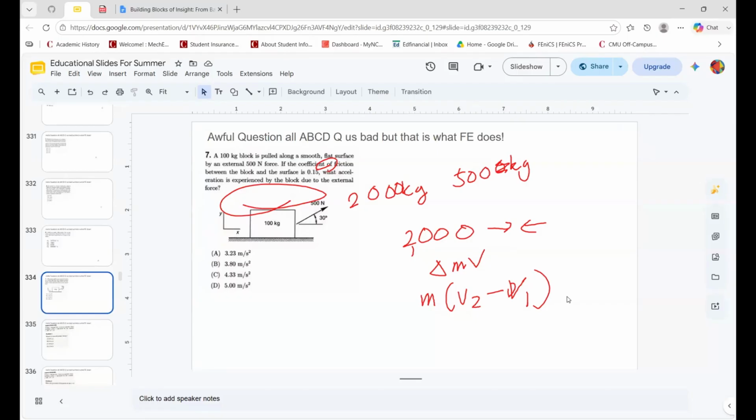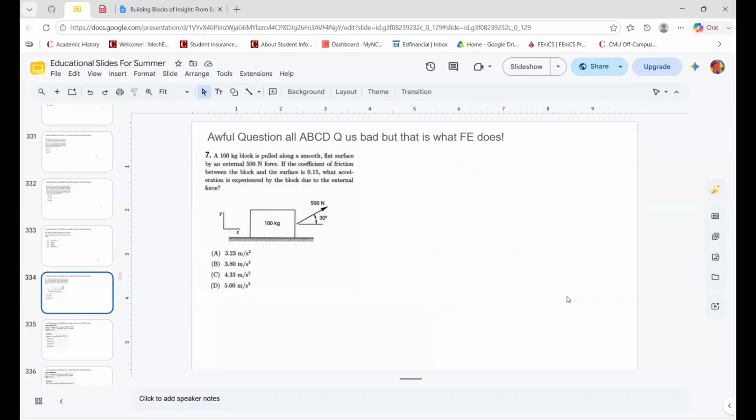Over here we have a 100 kilogram box pulled along a smooth, flat surface by an external 500 Newton force. If the coefficient of friction is 0.15, what is the acceleration experienced by the block? So here is the question. There's a 100 kilogram block, there's a force of 500 N at an angle of 30 degrees, and then there's the block.